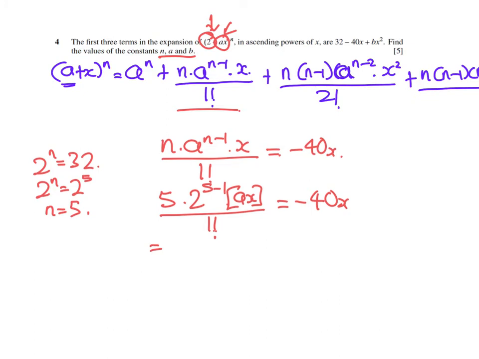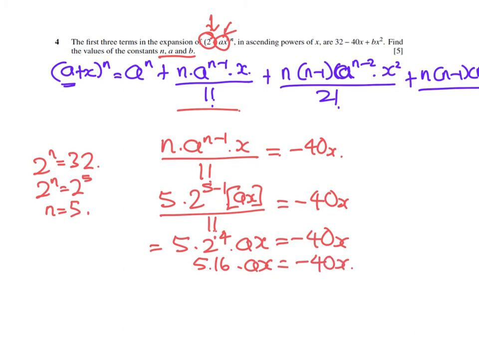Expand this: 5 times 2 to the power of 4 times ax equals negative 40x. Don't worry about 1 factorial because it just gives us 1. So 5 times 16 times ax equals negative 40x. 5 times 16 is 80, so 80a equals negative 40. We can just cut the x. Therefore a equals negative 40 over 80, which is minus half. So we have our second value, which is a.